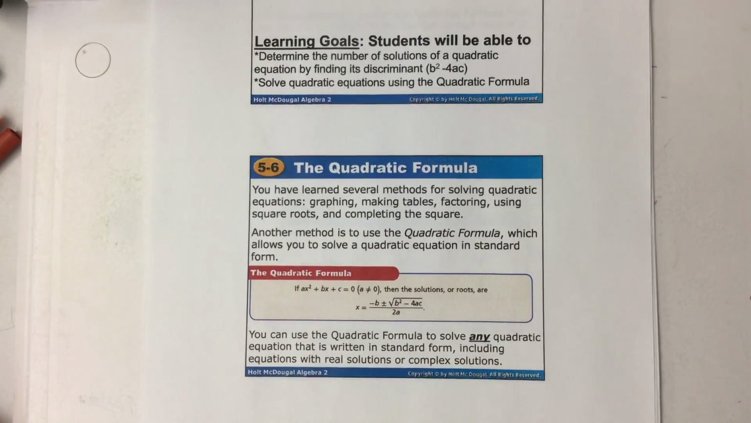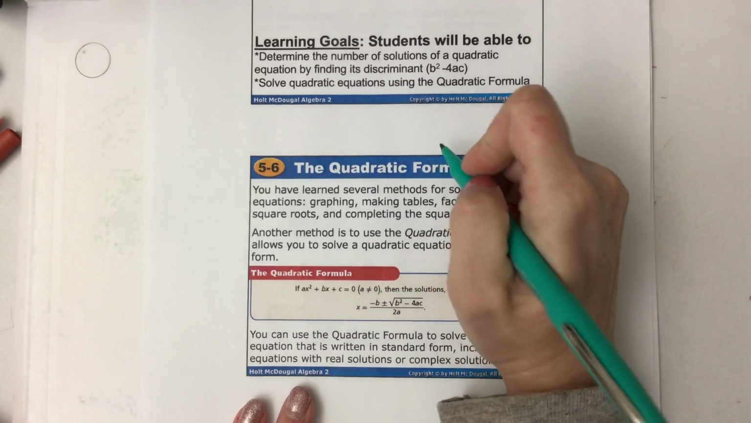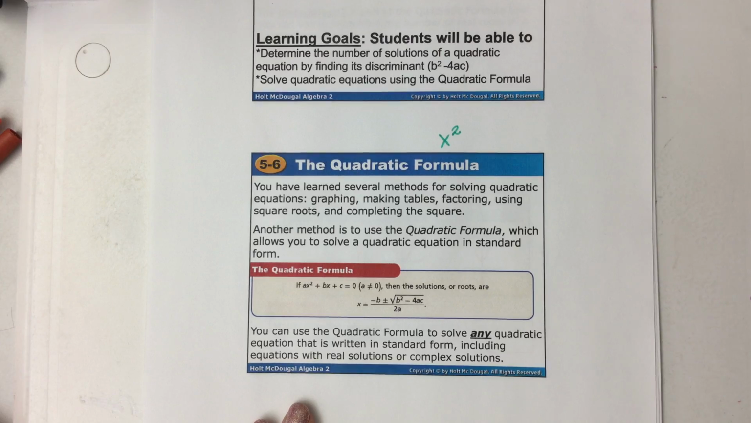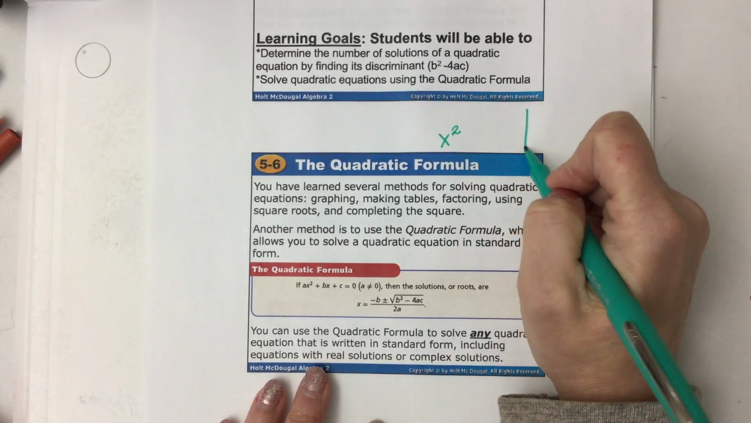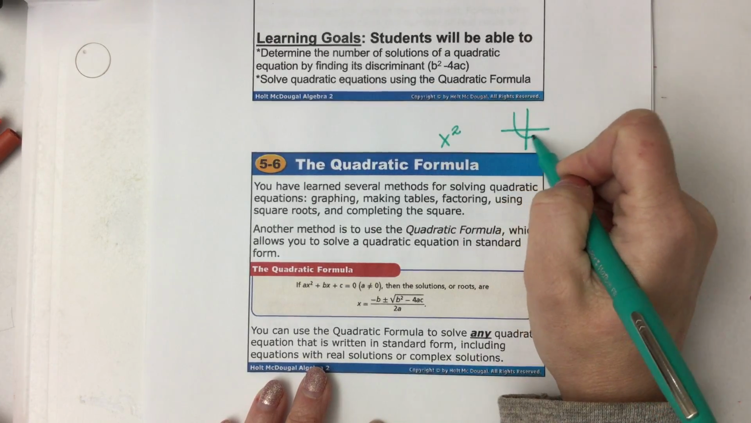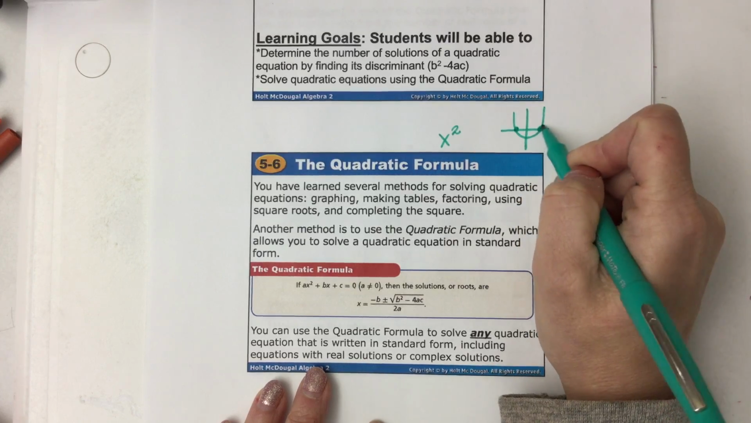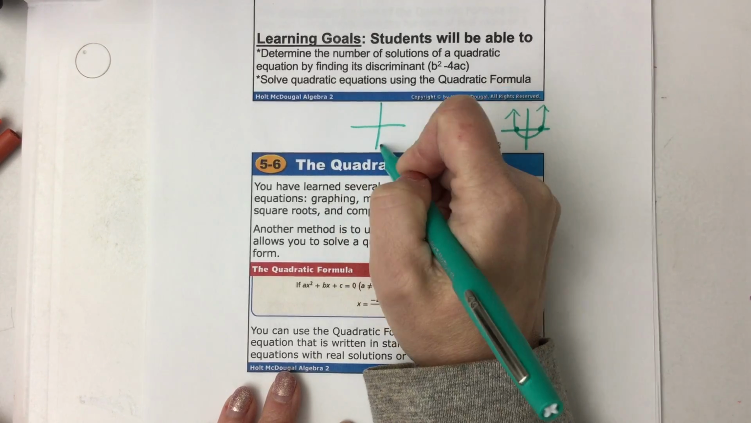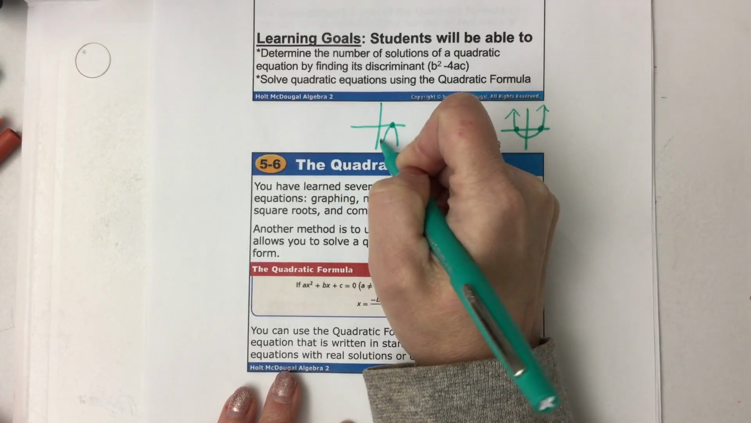Today in Algebra 2, we are going to complete section 5.6, which focuses on something called the quadratic formula. Now we have learned several methods for solving quadratic equations. Remember, if something is quadratic, that means that your variable has a power of 2. When you are solving, what you are looking for is the location where your parabola touches or crosses the x-axis.